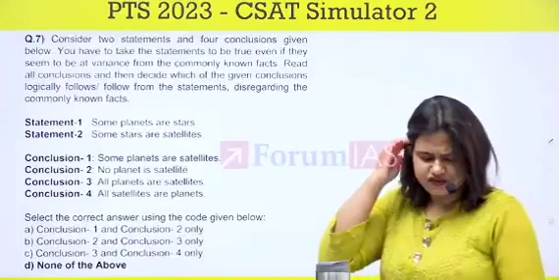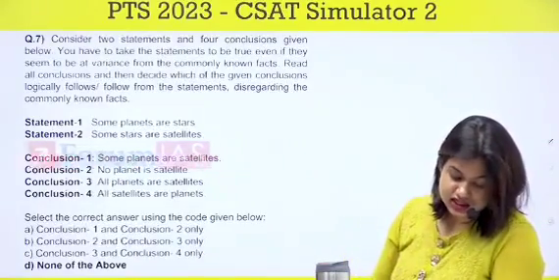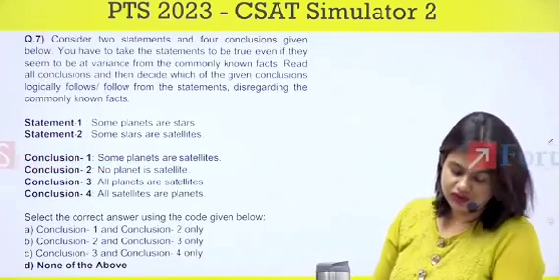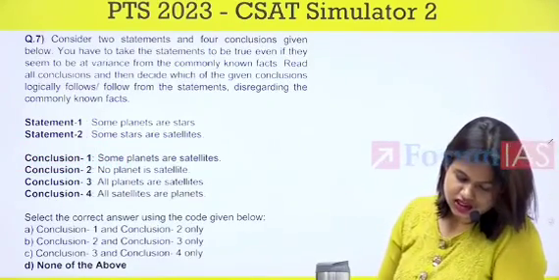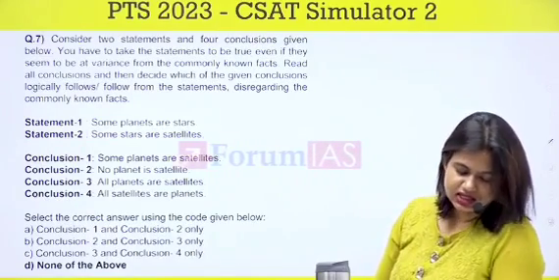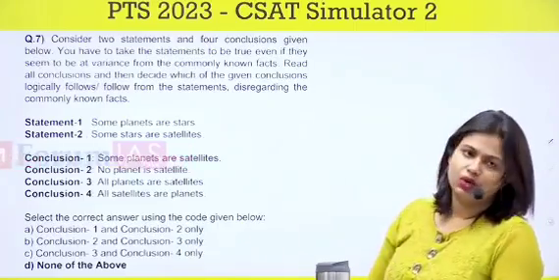Consider 2 statements and 4 conclusions given below. You have to take the statements to be true even if they seem to be at variance from the commonly known facts. Read all the conclusions and then decide which of the given conclusions logically follow from the statements, disregarding commonly known facts. Okay, so we have to think only according to what they are telling us.